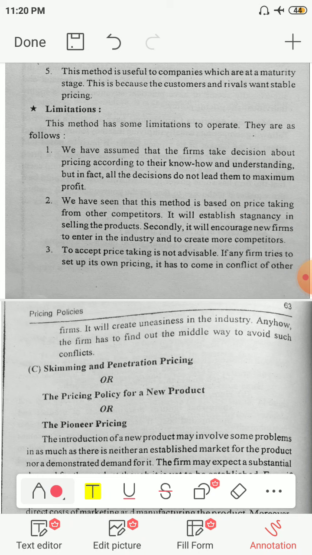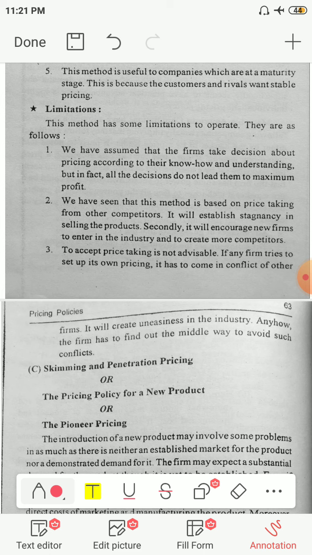Then second disadvantage, we have seen that this method is based on price taking from the other competitors. It will establish stagnancy in selling the product. Secondly, it will encourage new firms to enter in the industry and to create more competitors. Firstly, if you are doing business, then you are doing business because you want to be boss of yourself. You don't want to follow anyone, you don't want to take instruction of anyone. And here in going rate pricing, we are straightly taking the price which is decided by someone else. Here no logic of yours is used, no mind of yours is used. So to an extent, the ego of producer may hurt in this method.